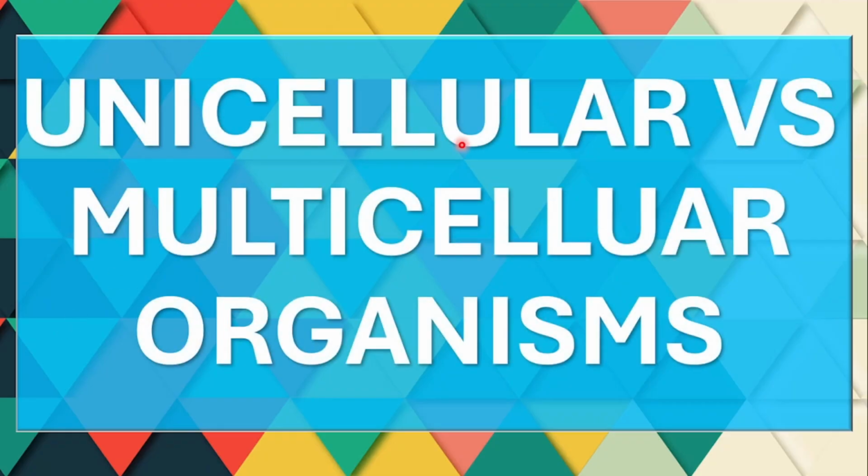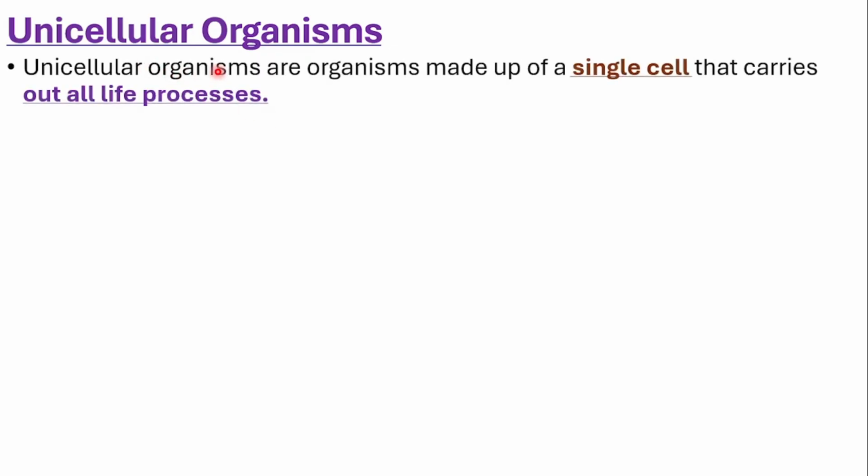In this lesson, we'll be considering the following topic: unicellular versus multicellular organisms. Let's begin. So what do we mean by unicellular organisms? Well, unicellular organisms are organisms that are made up of a single cell that carries out all life processes. Now, when we talk about all life processes, we're talking about things like feeding and respiration and movement and growth, excretion and reproduction.